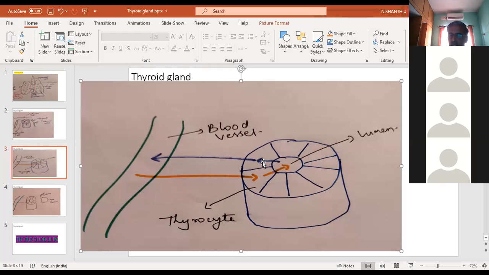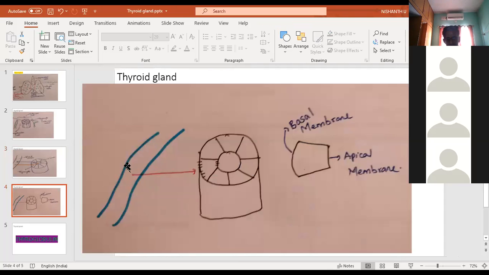It will come outside the lumen into the follicular cell, that is the thyrocyte, and then it will be transferred into the blood vessel. And finally, it will be utilized by the body. So I think you got the clarity about this point. Now, next you come to this slide.